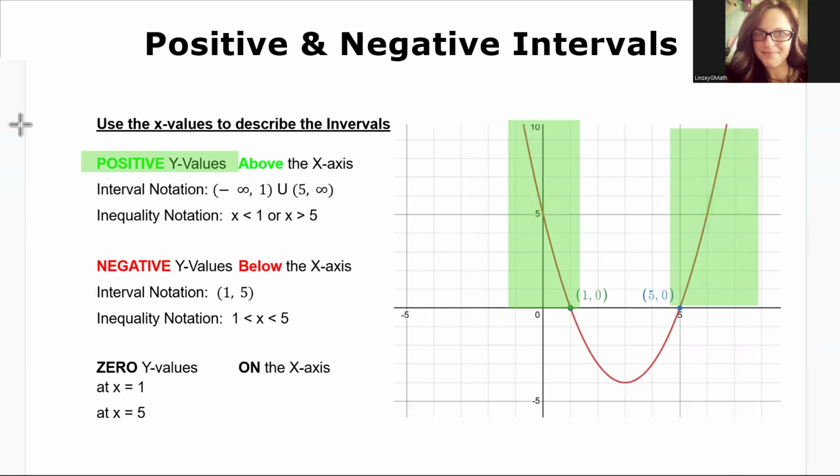Negative intervals are when the graph is below the x-axis. Here, the y values will be negative. This is a negative interval.